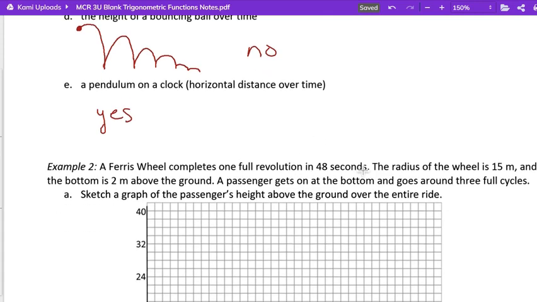All right. So you don't have to know that stuff. I just wanted to give you some examples of where periodic behavior happens in our daily lives.